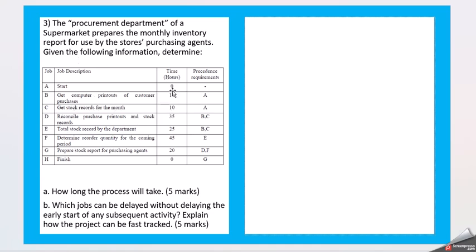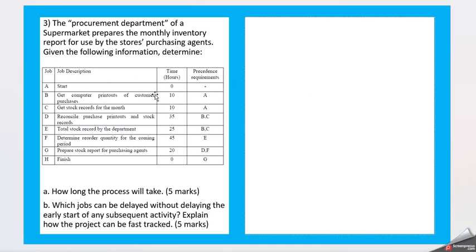Then the time, the approximate time or time duration in which the task A can be completed. It is the start, so 0. Then B will take almost 10 hours. Then C will take 10 hours, and then the precedence.